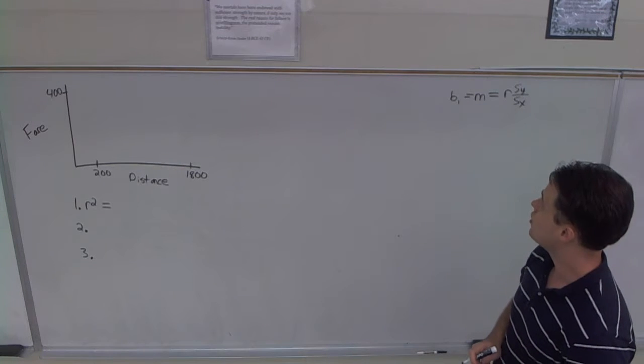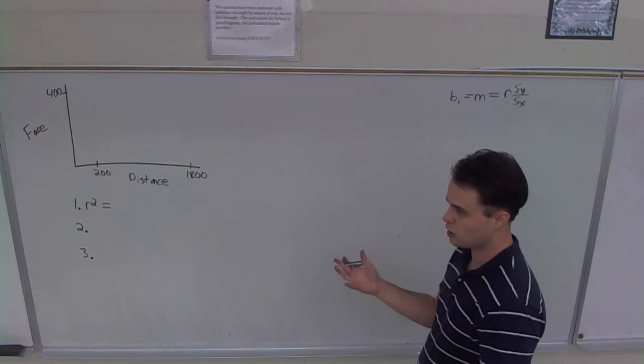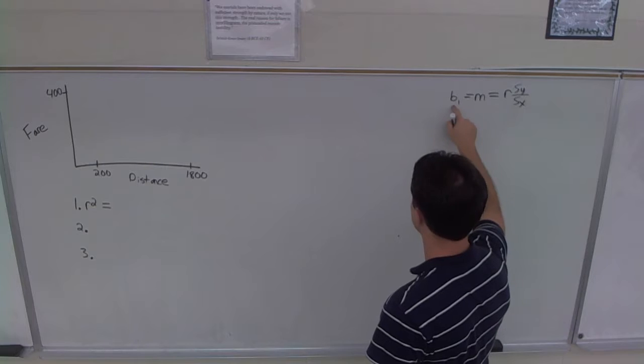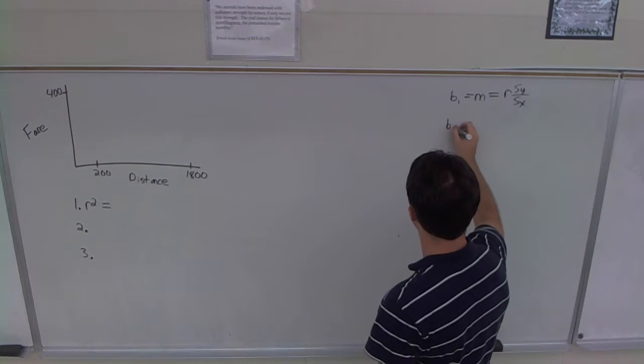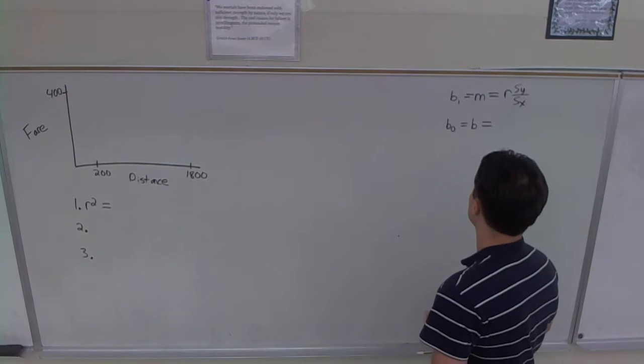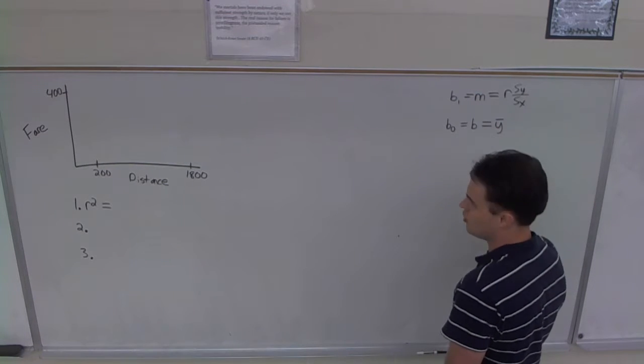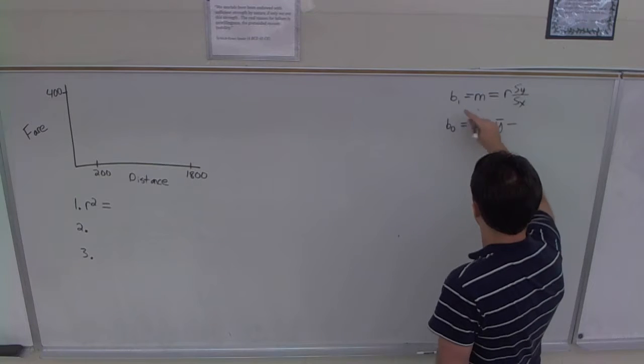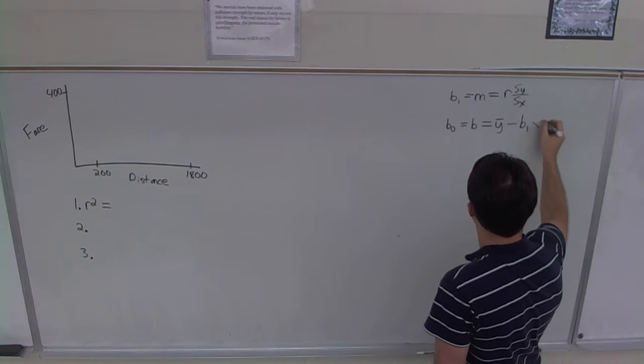Up to you. For the y-intercept of our model, besides looking at the raw data, first find the slope. I think it's called b0 instead of regular b for the y-intercept. And that comes from going y bar minus the slope times x bar.